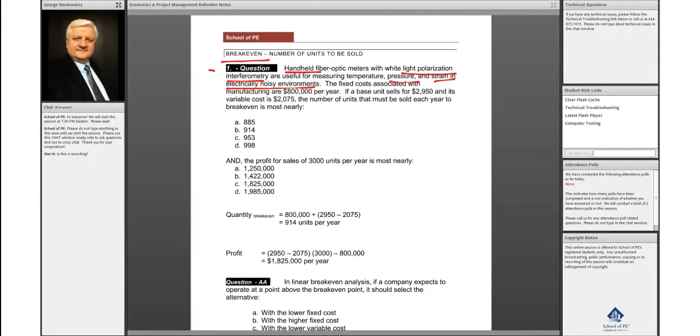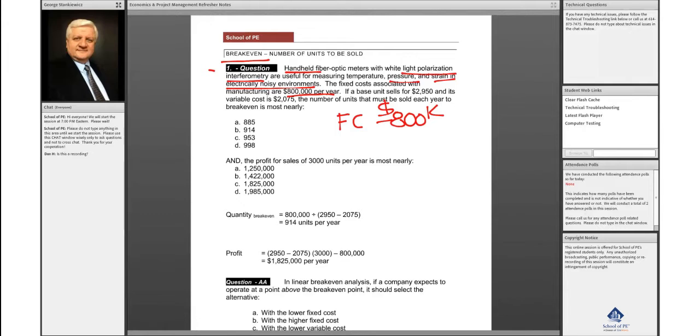The fixed costs associated with the manufacturing are $800,000 per year. So we can identify this as the $800,000. That's our fixed cost. We can't get away from that. We always have to use this. So we have fixed cost. That's what the company, the manufacturing plant and the like, uses.